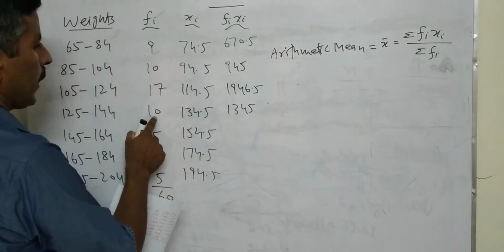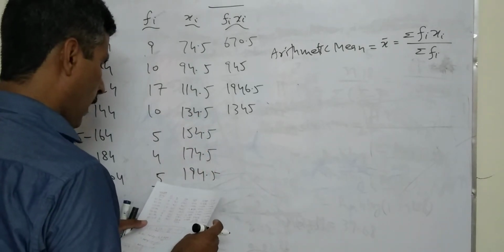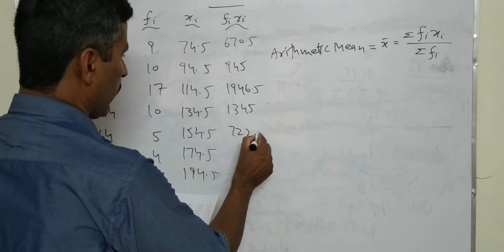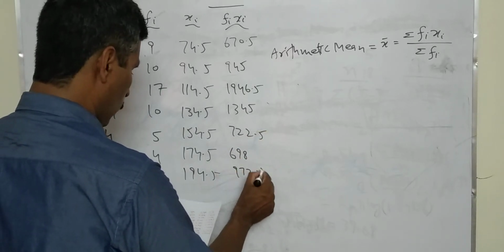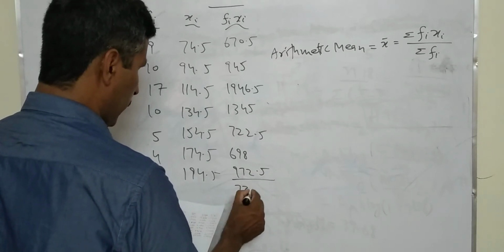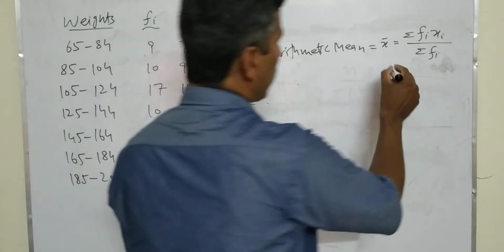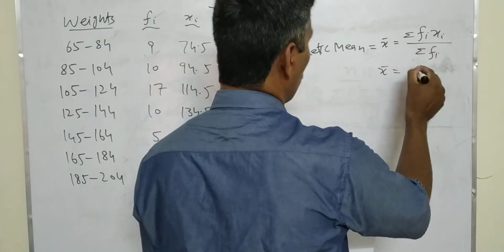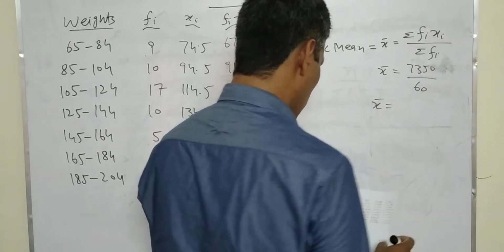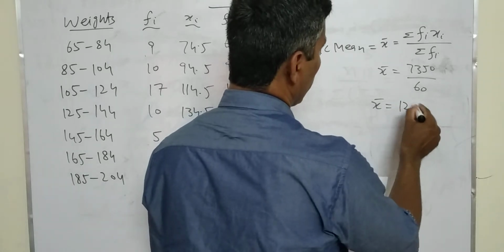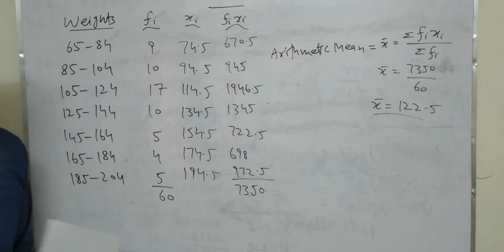We are multiplying 10 by 134.5. You will get 1345, and the next value is 722.5. The next one is 698, and the next one is 972.5. Now the sum of these observations, this fi xi, is equal to 7350. So x bar will be equal to the sum, 7350, divided by summation fi, which is 60. Our final answer is 122.5. So this is the answer of arithmetic mean.